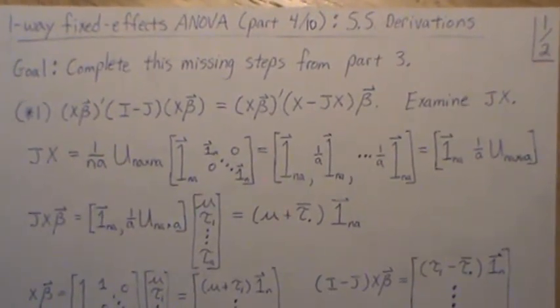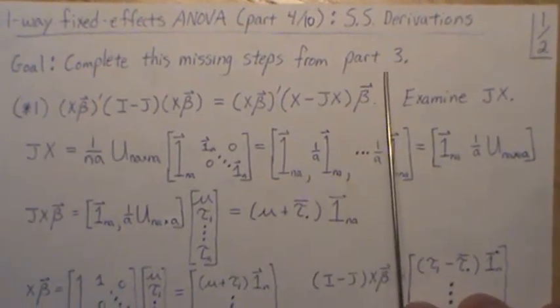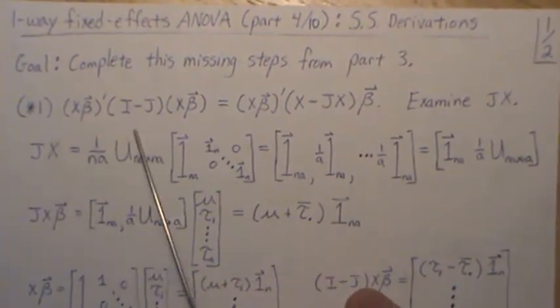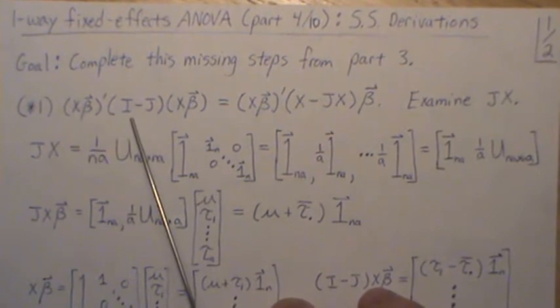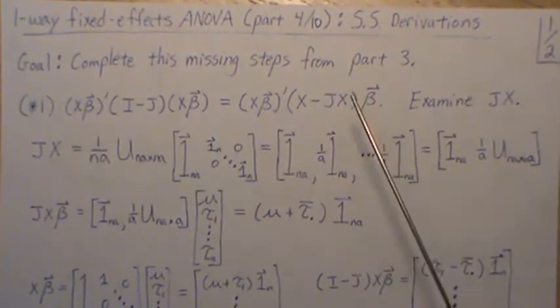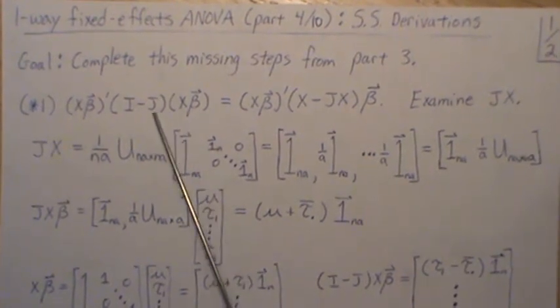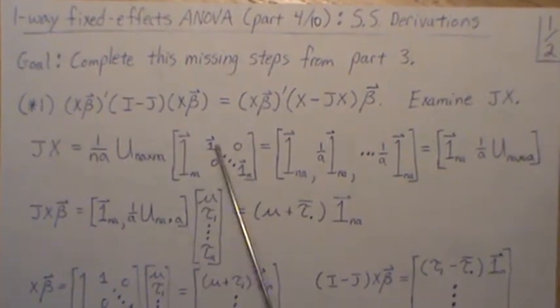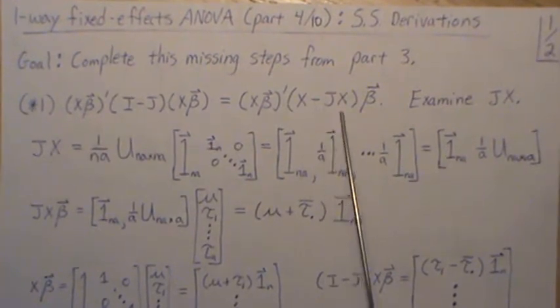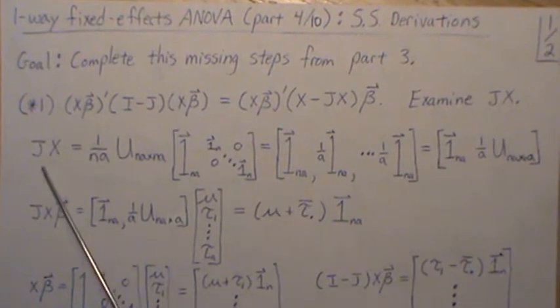So here we're going to do those two derivations. So we're going to complete the missing steps from part 3. So the first one, we took this matrix form and went to a scalar form. Now, we're going to do this in steps. We're going to take this x and multiply it in. That's what we get here. And now let's look at just J of X. So let's examine J of X.